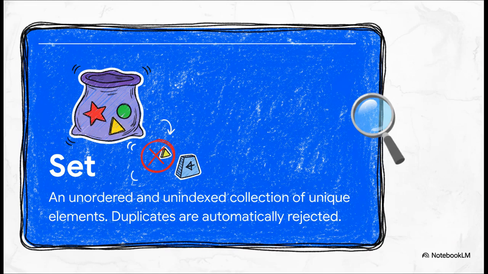And finally, we have the set. My favorite way to think of this one is a bag with one very special rule. It only holds unique items. If you try to toss something in that's already there, the bag just ignores it. A set doesn't care about order, which makes it lightning fast for one specific job: checking if something is already in the collection. Think about checking if a username is already taken. A set is perfect for that.